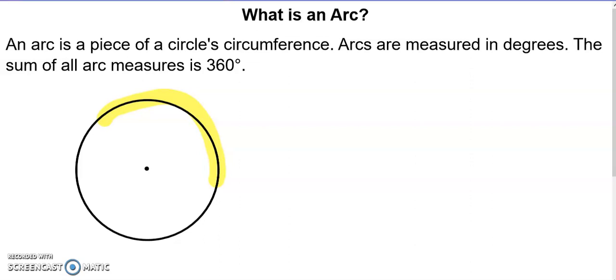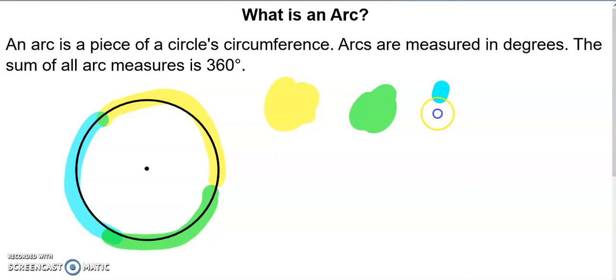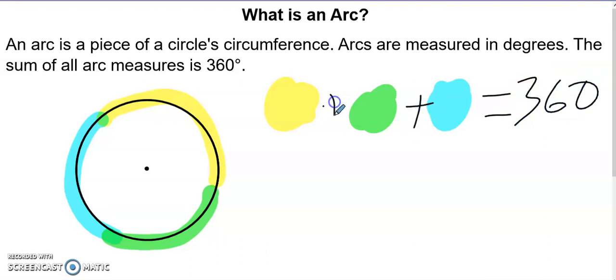And if we take all the arcs on a circle and add them together, we get 360 degrees, because if you travel all the way around a circle, as we already know, that equals 360 degrees. In this picture, I am showing you 3 arcs, but a lot of times we'll just talk about 1 arc or 2 arcs. It doesn't have to be 3. It can be any number. A circle is made up of an infinite number of arcs, and we'll just talk about a couple of those pieces.